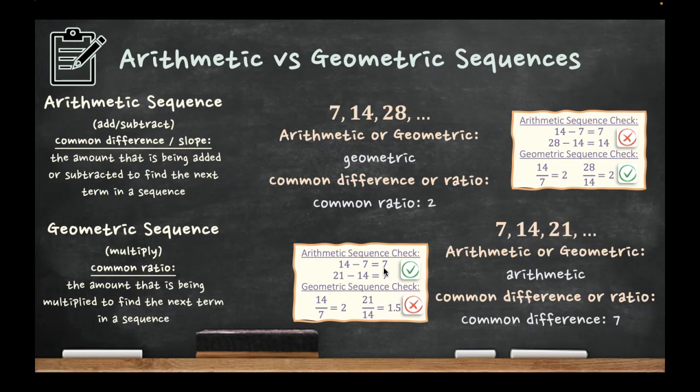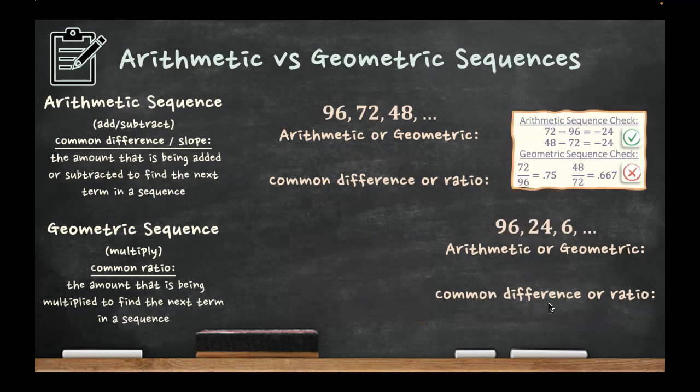So once you decide if it's arithmetic or geometric, you should already know the common difference or the common ratio. If it's geometric, whatever common answer you got is your common ratio. If it's arithmetic, whatever common answer you got is your common difference, as you can see in the bottom example.